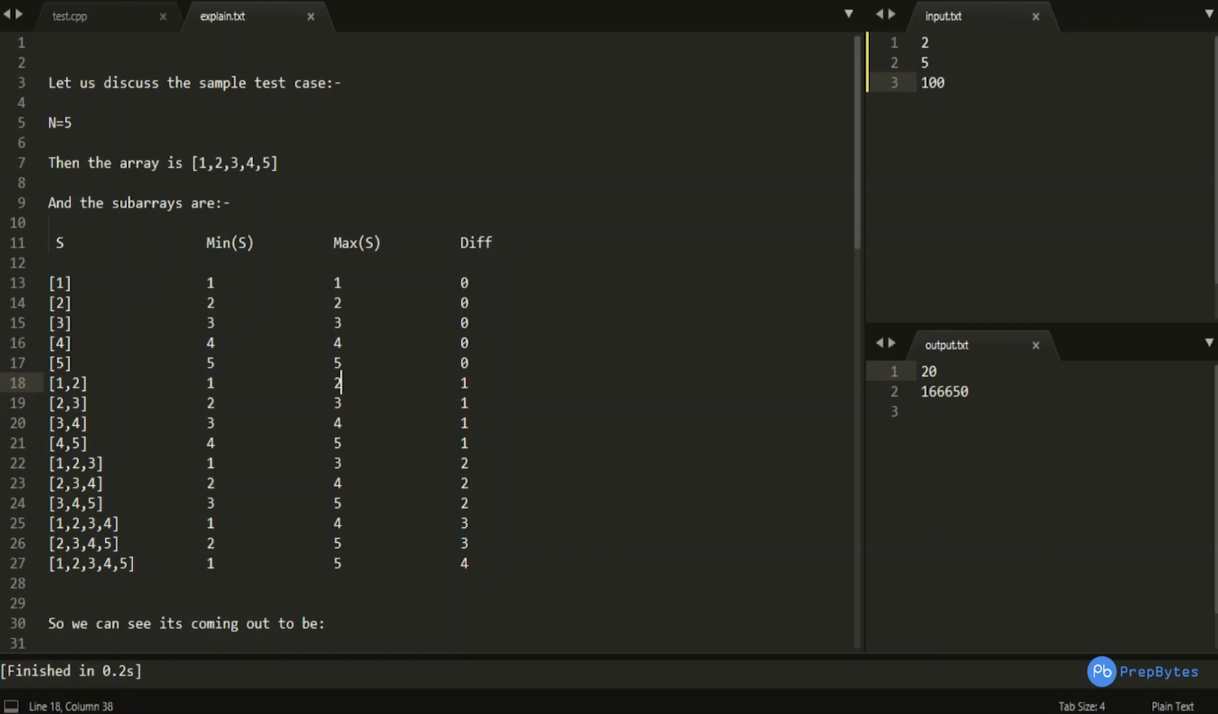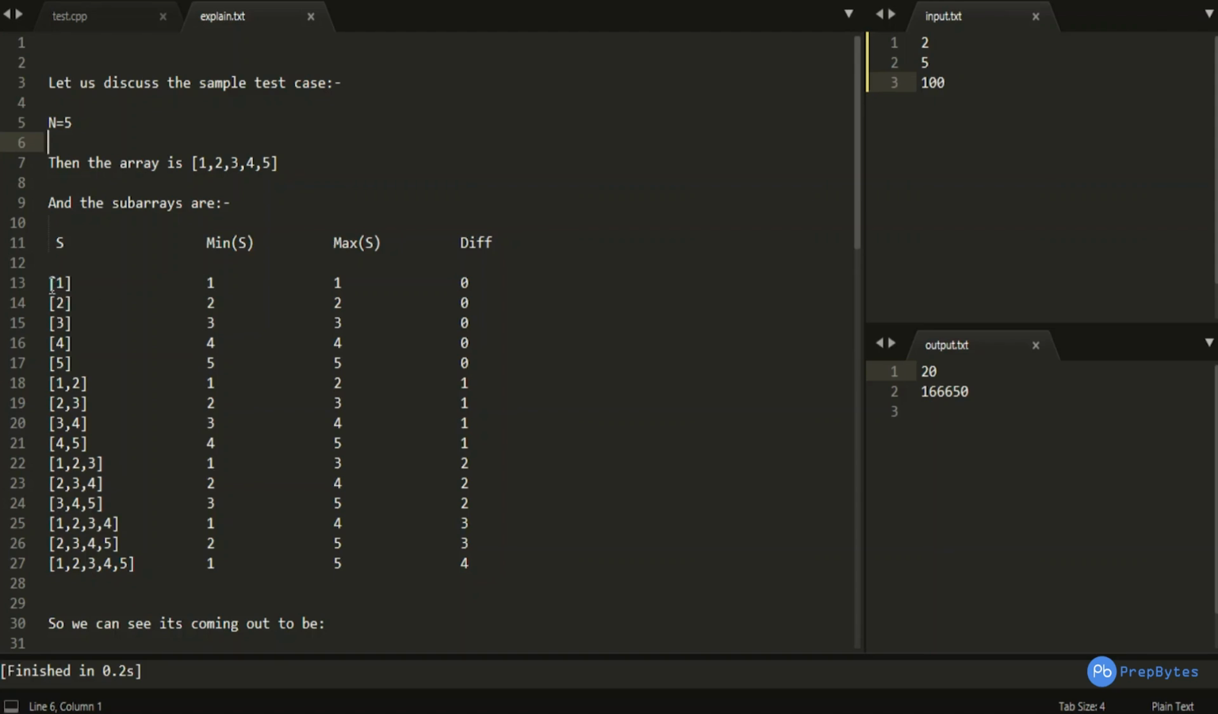Okay, so now we will be discussing the sample test case for the case when n is equal to 5. So when n is equal to 5, my array is nothing but 1, 2, 3, 4 and 5. So we can see the subarrays of this particular array are nothing but 1 2 3 4 5, then 1 2, 2 3, 3 4, 4 5, and then 1 2 3, 2 3 4, 3 4 5, and then 1 2 3 4 and 2 3 4 5, and the final is nothing but the same array 1 2 3 4 5. Okay, now let us see each and every subarray closely.